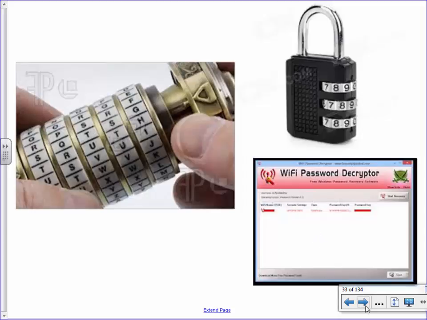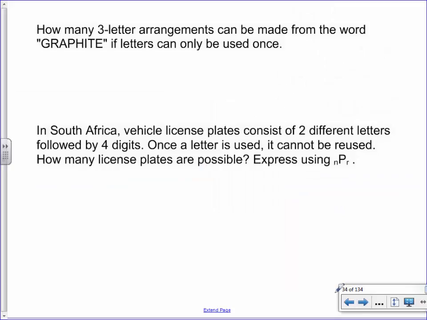Okay, let's do some more examples. Honestly, that's a lot of what this unit is, I'm just going to do lots of examples. So here's a scenario. Let's say you're playing Scrabble again, and you have the letters G, R, A, P, H, I, T, E. You have a whole bunch of letters available. How many different three-letter arrangements can you make if you can only use a letter once?